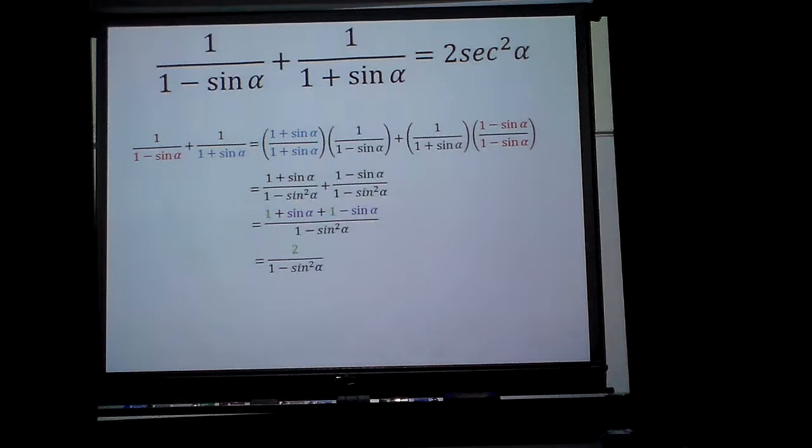Oh, what's 1 minus sine squared equal to? Think about your Pythagorean identities. That's the same thing as what? Cosine squared. And now I've got 2 over cosine squared.